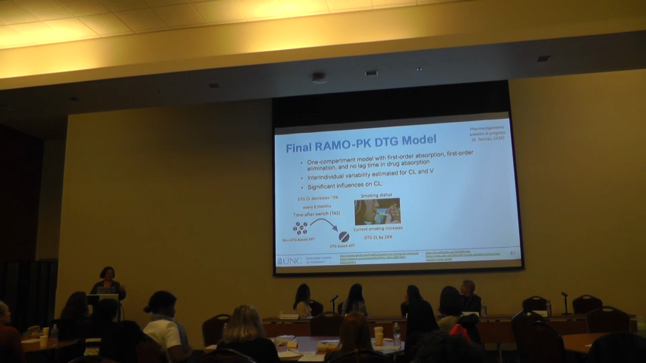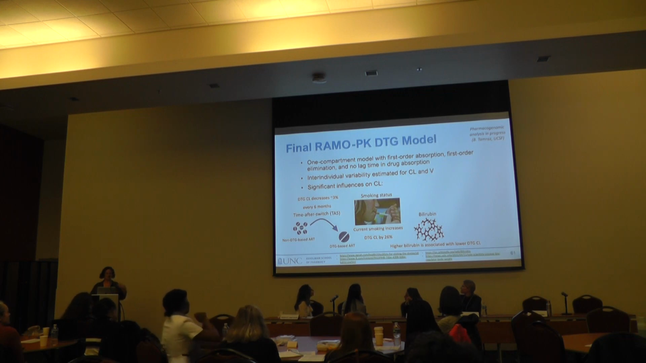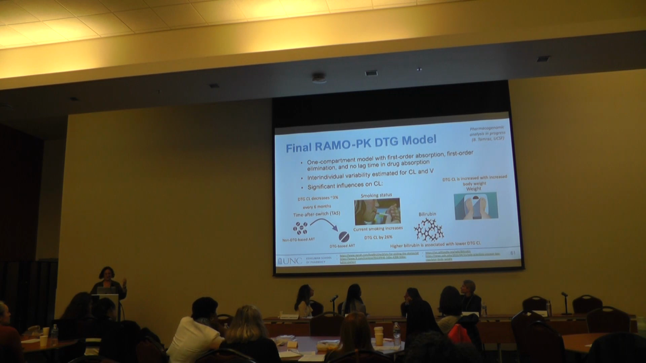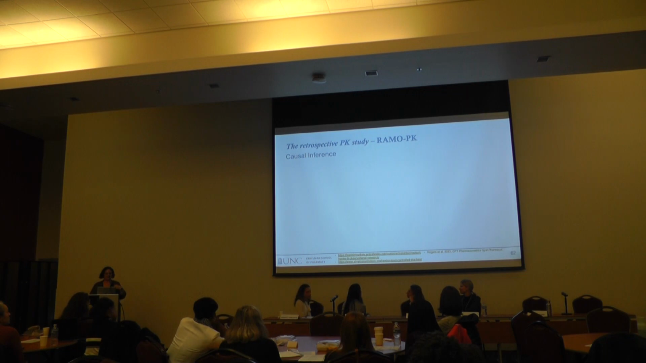Current smoking increases clearance by about 26%. A higher bilirubin is associated with lower dolutegravir clearance, which is consistent with lower activity of that UGT1A1 enzyme. And then, as has also been seen in the literature, dolutegravir has increased clearance with body weight. And this is just body weight at the time the sample was taken, not looking at any changes.